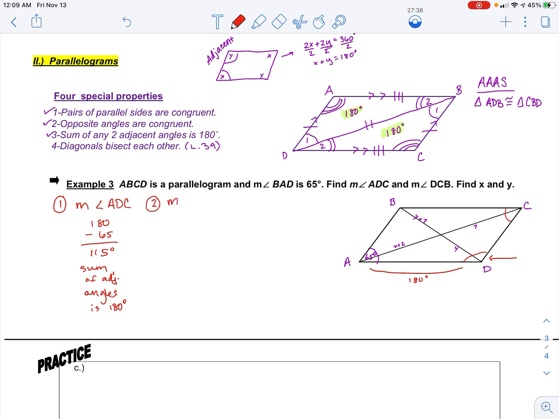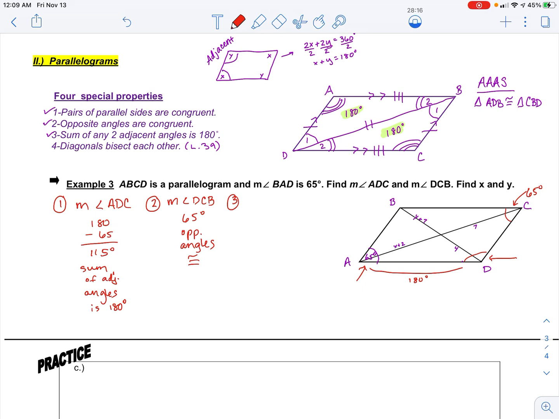Let's look for the second one. The measure of DCB, and that is going to be this one right here. So that's an opposite angle to angle A, and angle A over here is 65 degrees. So if angle A is 65 degrees, well then so is angle C. So that one's 65 degrees because opposite angles are congruent. I'm going to use a little symbol for congruent.